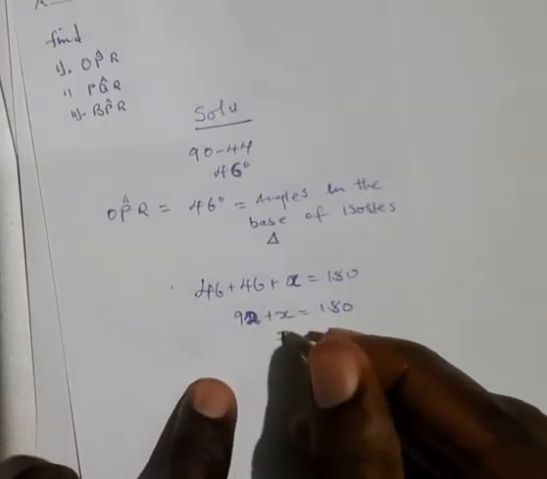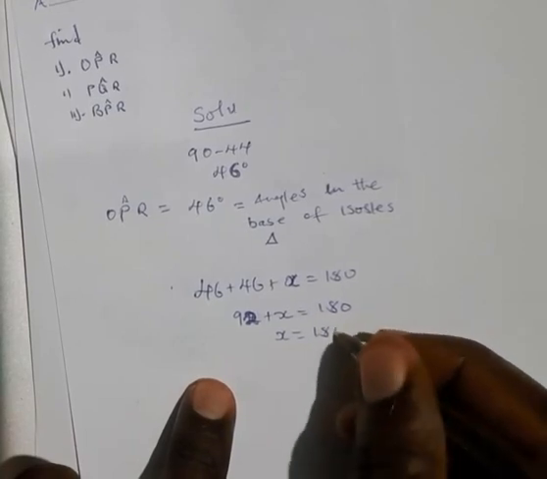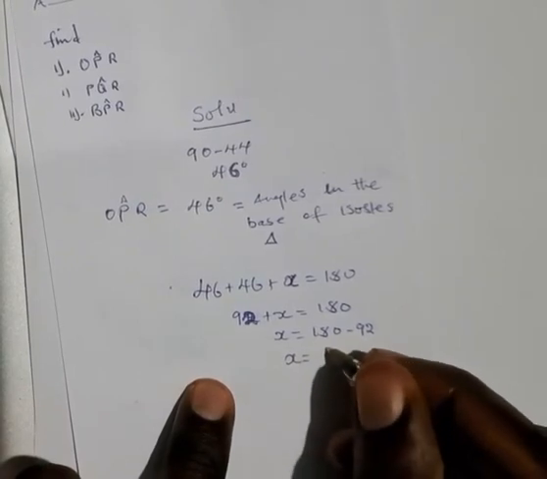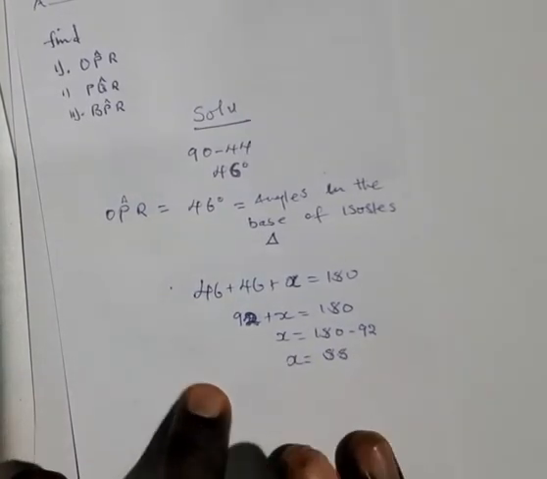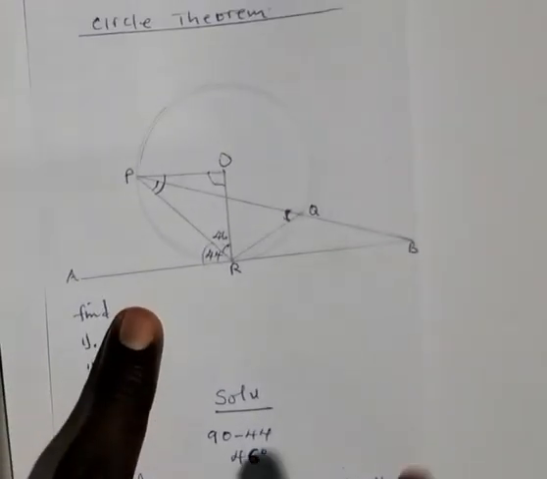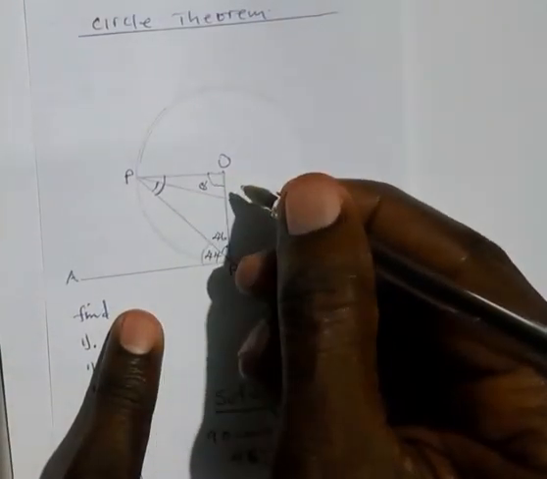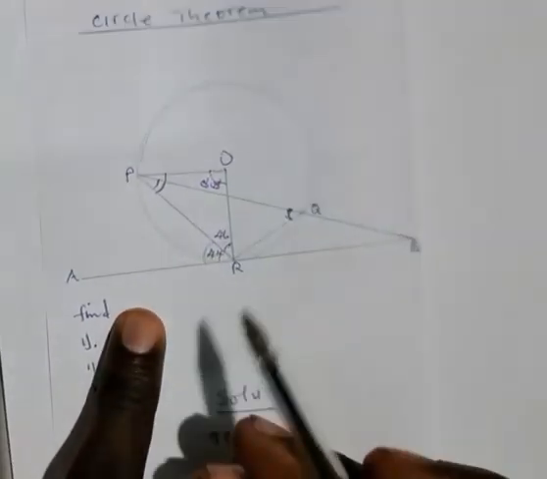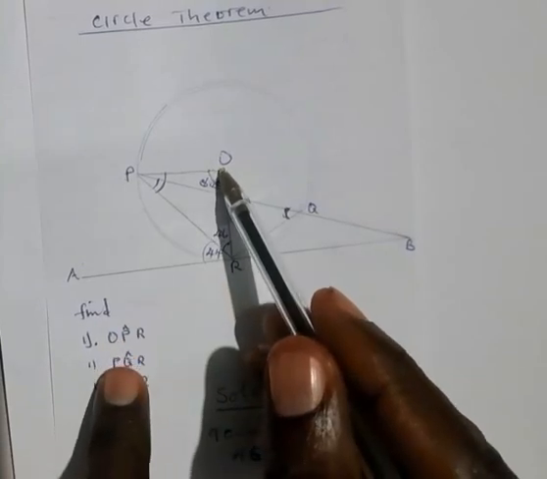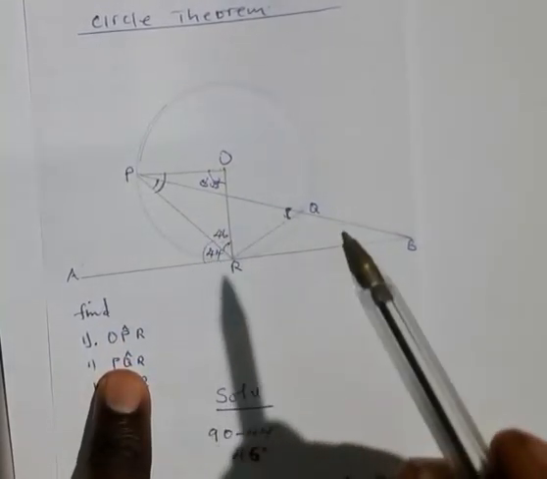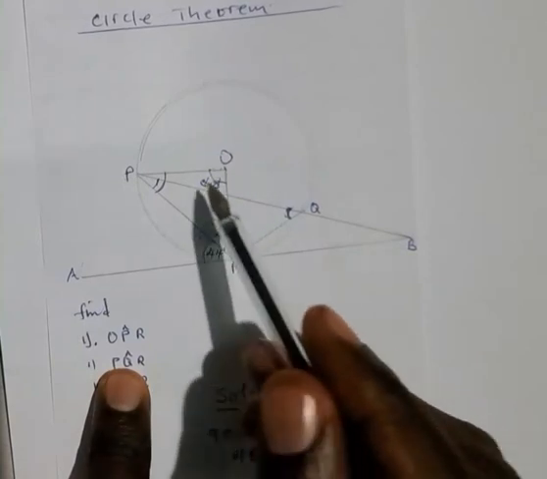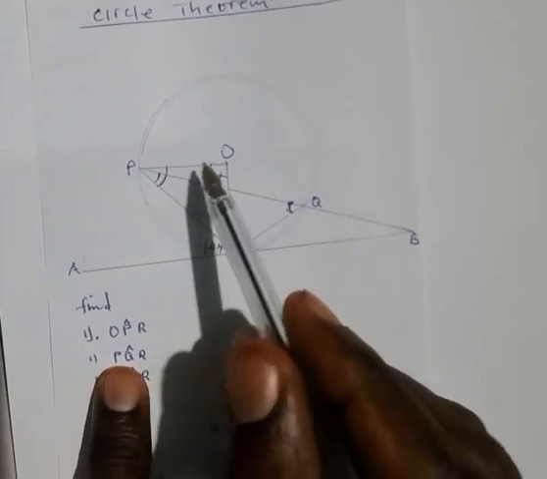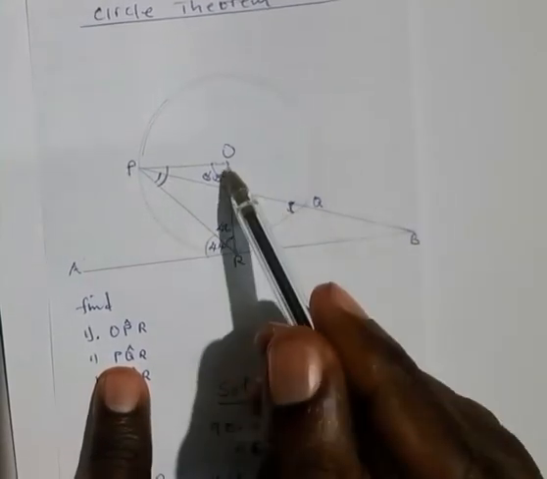Then we have x is equal to 180 minus 92. x is equal to 88. So this angle here is 88. Remember, this is not the angle we're looking for. We're looking for this angle here. These radii, as long as it is the center, they met here and made 88.